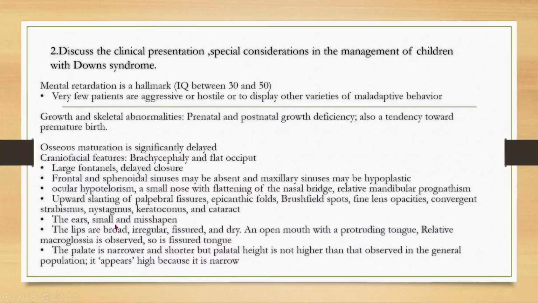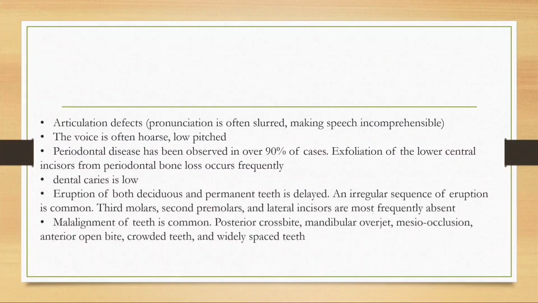Then the ears are small, and the lips are broad, irregular, and fissured. The palate is narrower and shorter, but palatal height is not higher than that observed in the general population. Then there will be articulation defects. The voice is often hoarse and low pitched. Periodontitis will be there in 90% of the cases, but because of the severe saliva presence, the dental caries might be low. Eruption of both deciduous and permanent teeth will be delayed.